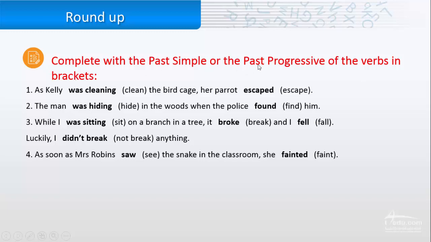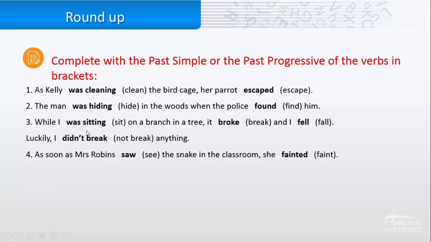So just remember, the past progressive for the long action in the past, the past simple for the short one. Let's start with number 1. As Kelly was cleaning the bird cage, this is the long action, her parrot escaped, the short action. Excellent. Number 2, the man was hiding in the woods when the police found him.